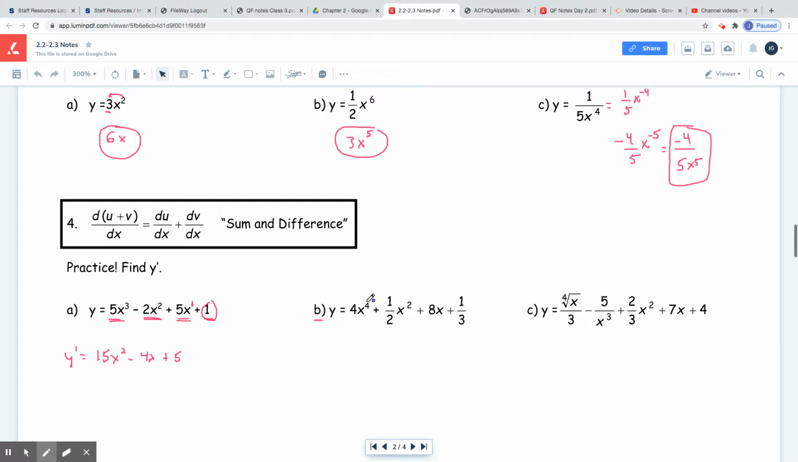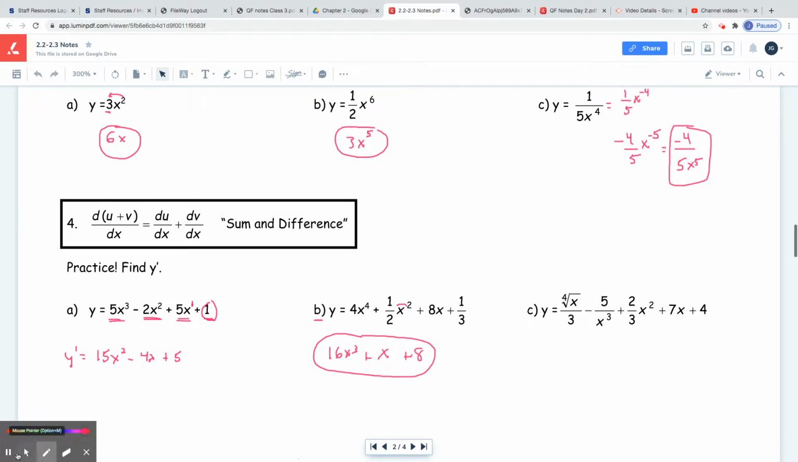All right, so for this one, 4 times 4, 16, x cubed, plus 2 times a half is 1, plus x to the first, that's it. And then plus 8x is just 8, and 1/3 is just 0. So it's 16x cubed plus x plus 8.